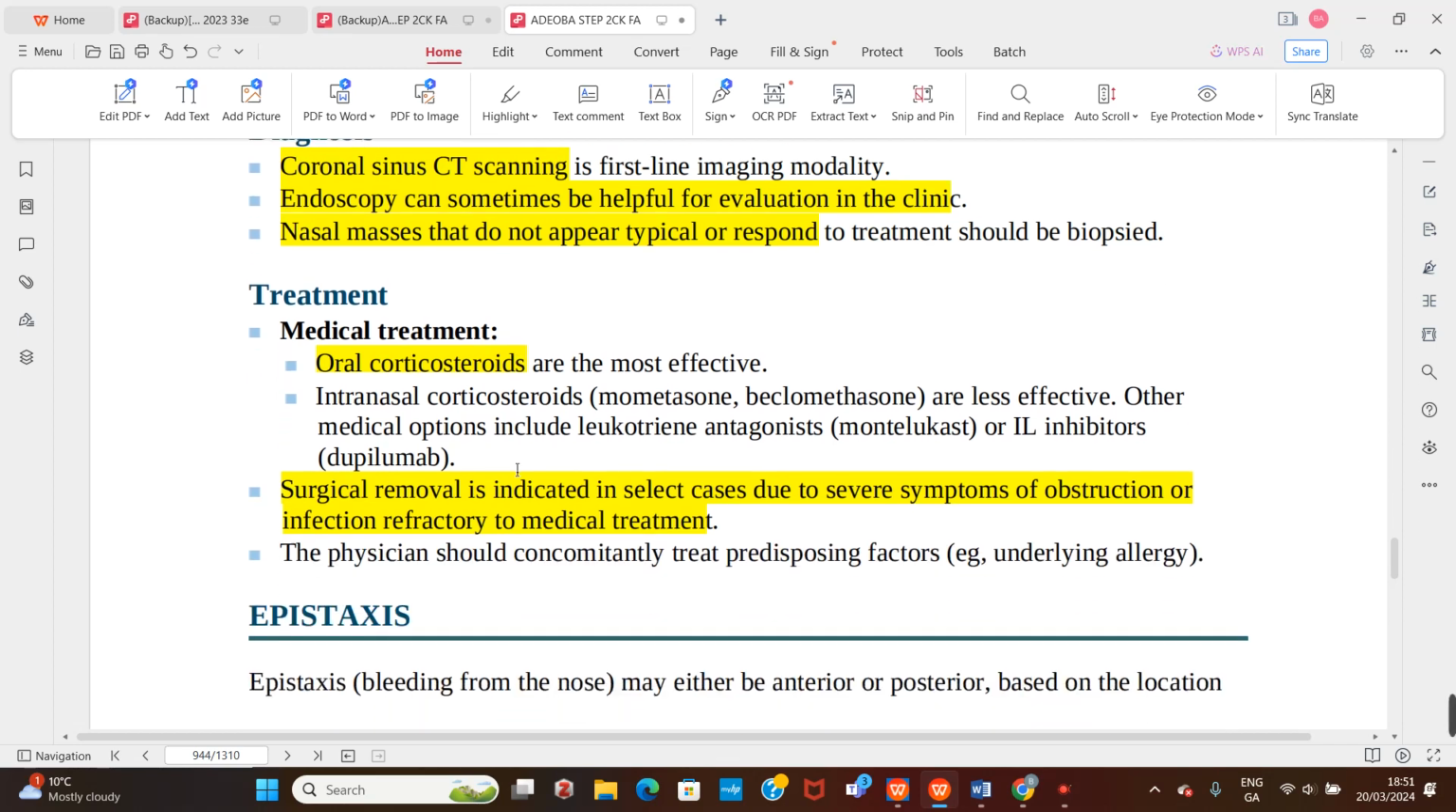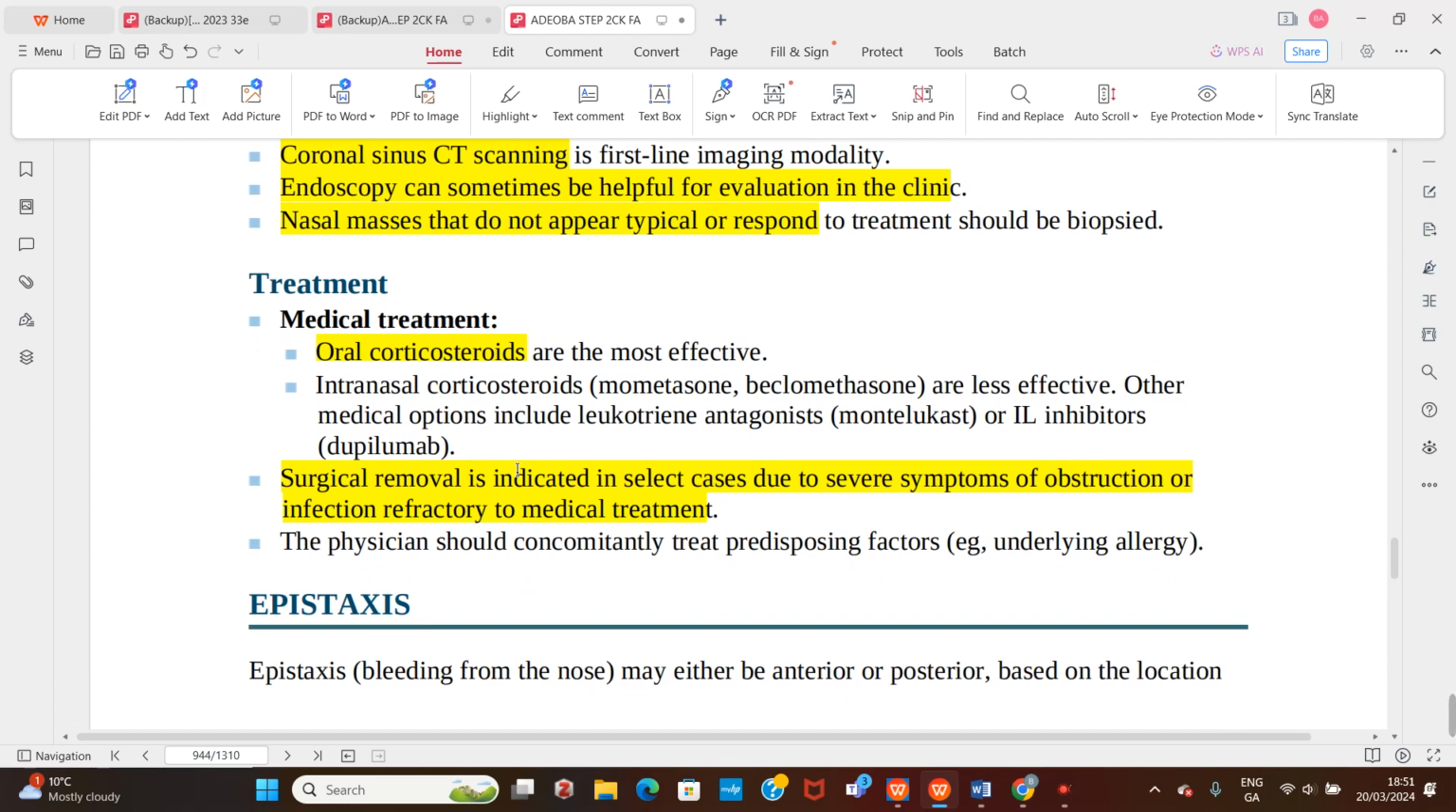How do you treat? Steroid is what you give, but you don't use intranasal steroid. They will not work. Give oral steroids. Oral systemic steroid is a modality of treatment. In people with asthma or allergic rhinitis, you can add leukotriene antagonists like montelukast to suppress the inflammatory problem, or you give interleukin-4 inhibitors like dupilumab, particularly in people with the allergic type.